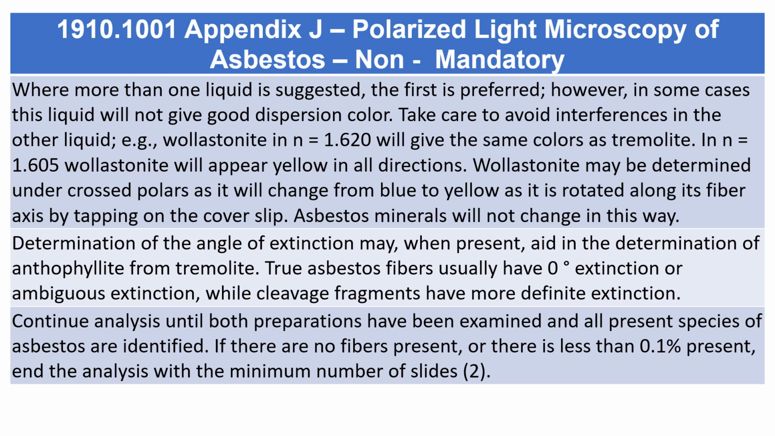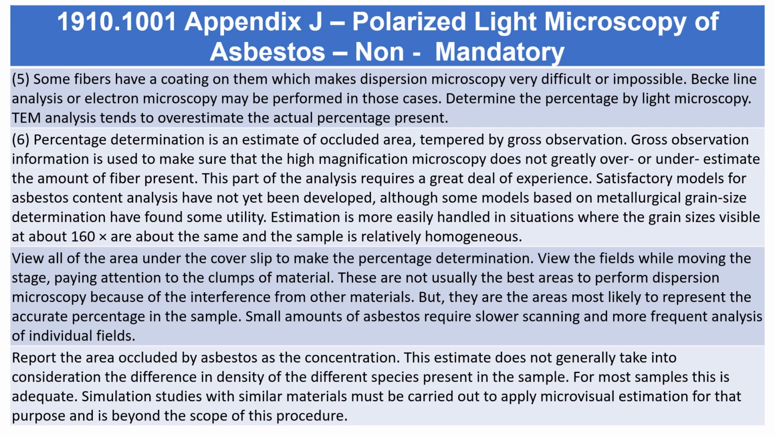Determination of the angle of extinction may, when present, aid in the determination of anthophyllite from tremolite. True asbestos fibers usually have 0 degrees extinction or ambiguous extinction, while cleavage fragments have more definite extinction. Continue analysis until both preparations have been examined and all present species of asbestos are identified. If there are no fibers present, or there is less than 0.1% present, end the analysis with the minimum number of slides, 2.